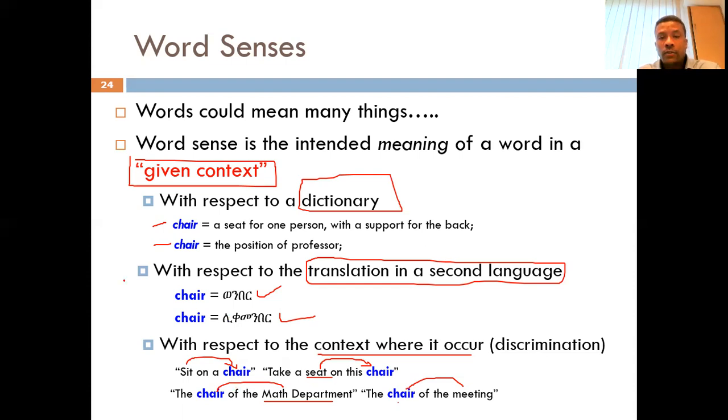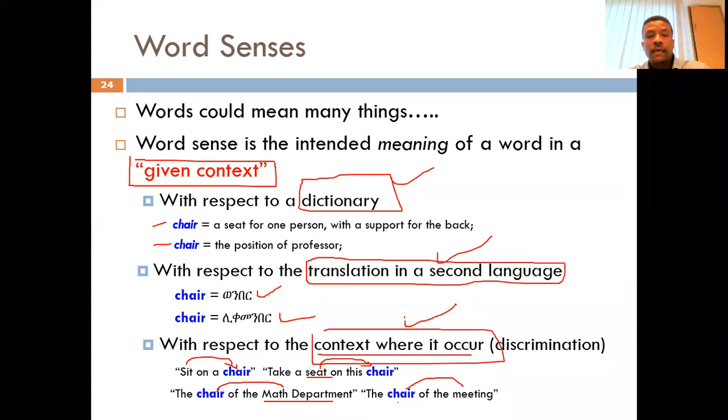So as you can see, the sense of a word can be retrieved from a dictionary, or from a translation to a second language, or it can also be retrieved from the context where it occurs in. The context it occurs in means the sentence itself.